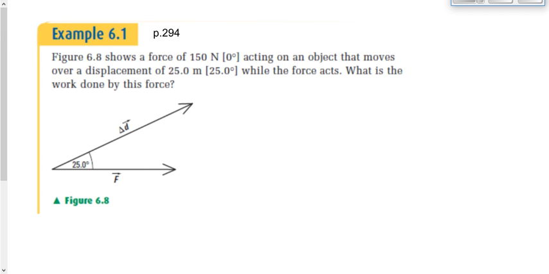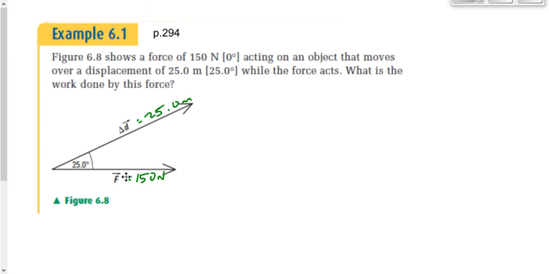Let's have a look at another example, 294. This one says we have a force of 150 newtons, and we have a movement, a displacement of 25 meters at 25 degrees. What's the work done by this force?